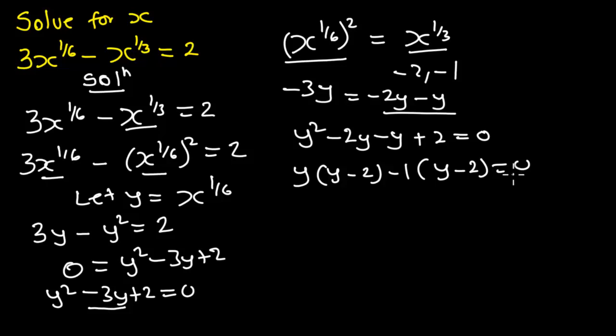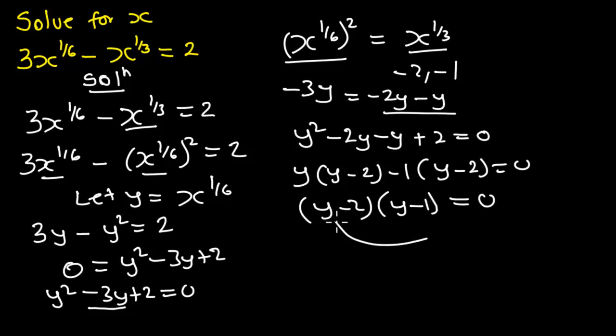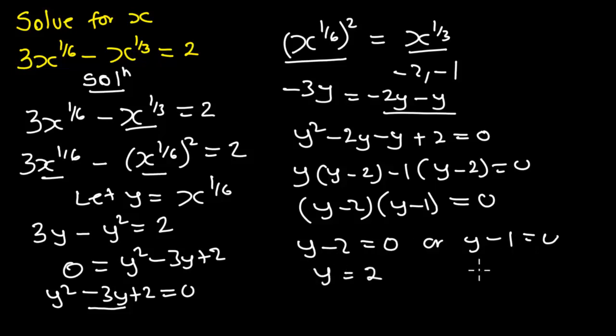is equal to 0. So from here we have y minus 2 in common. So I'm going to factorize y minus 2 out. So we have y minus 2 multiplying y minus 1 is equal to 0. So over here we have two factors. So we can equate this to 0 and this also to 0. Now we are going to have y minus 2 equal to 0 or y minus 1 equal to 0. And so y will be equal to 2 and y will be equal to 1.